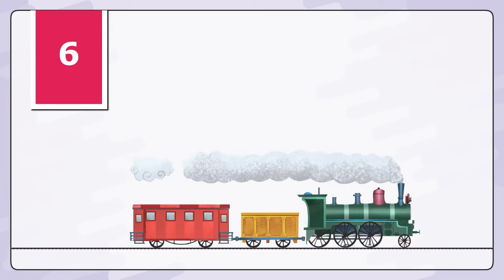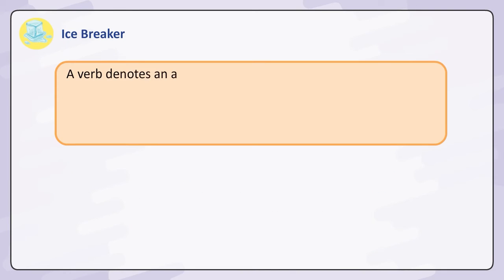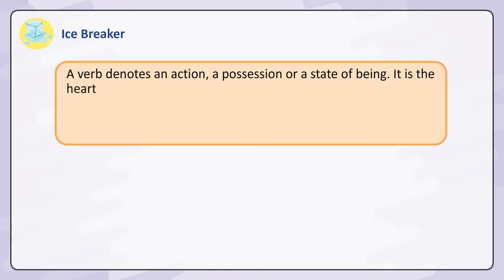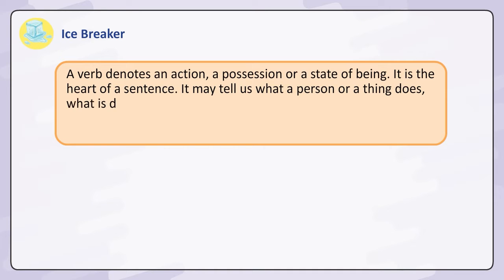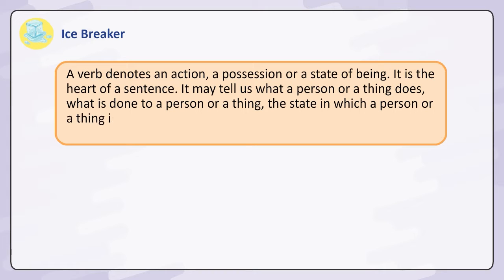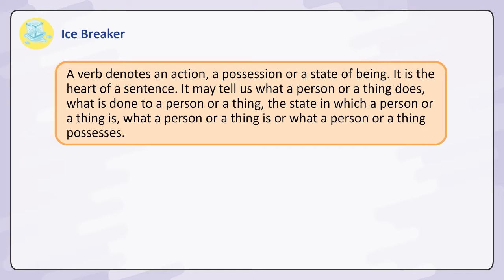Lesson 6. Verbs. Icebreaker. A verb denotes an action, a possession, or a state of being. It is the heart of a sentence. It may tell us what a person or a thing does, what is done to a person or a thing, the state in which a person or a thing is, what a person or a thing is, or what a person or a thing possesses. No sentence can be formed without a verb.